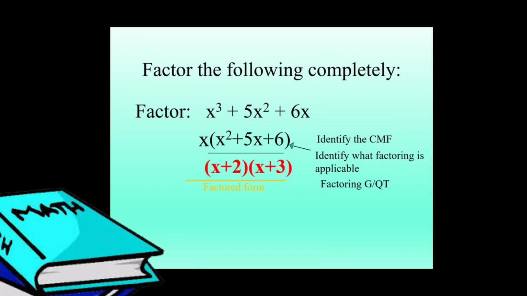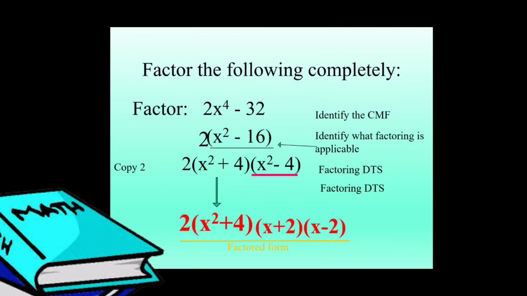And then after that, as we can see here, we still have x squared plus 5x plus 6, which is still factorable. So we need to identify what factoring is applicable in this given expression. So we can use factoring general or quadratic trinomials. So we can come up with x plus 2 times the quantity of x plus 3, and then we only need to copy x.